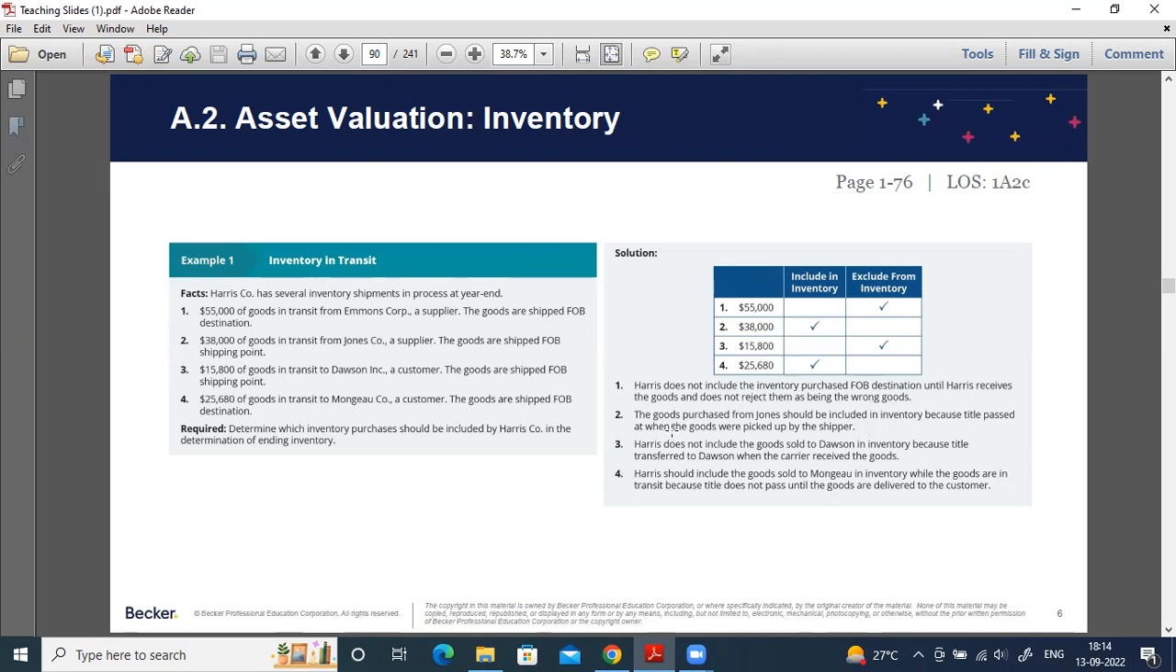But if you see the second point, the goods purchased from Jones should be included in inventory because the title passed when the goods were picked up by the shipper. Now, what difference did you find between these two? I give 2 minutes time, so try to understand the difference. I request everyone to please go through the first two transactions. What difference did you find?